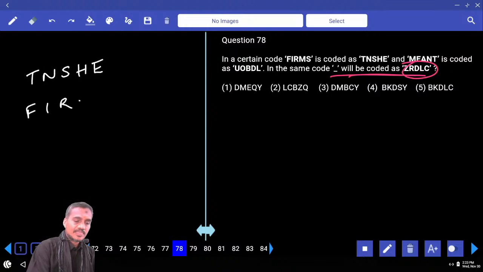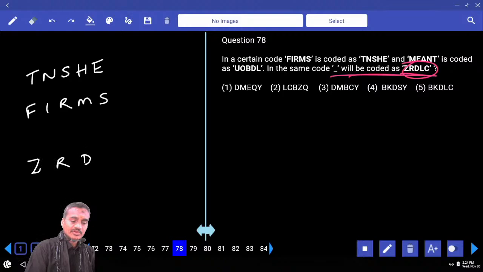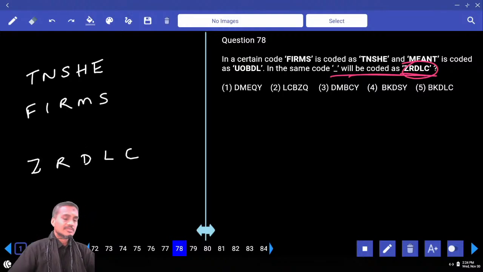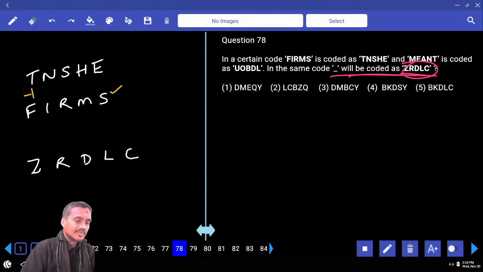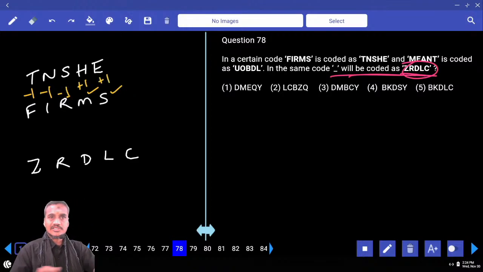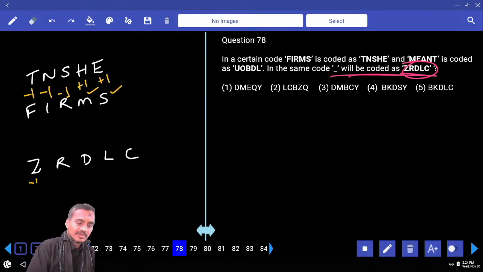FIRMS is the word, and they get the code. And similarly, what is the code given? ZRDLC. Now we need to find the word that is coded as this. Coming to the first one, T minus 1, S. N minus 1, M. S minus 1, R. H plus 1, I. E plus 1, F. For the first 3 letters minus 1, last 2 letters plus 1, then they were written in the reverse order. So Z minus 1, minus 1, minus 1, plus 1, plus 1.